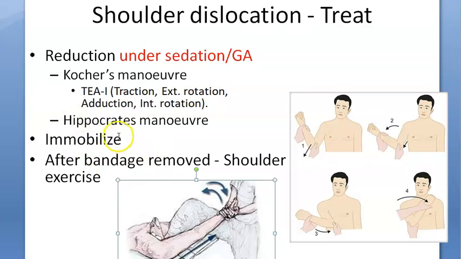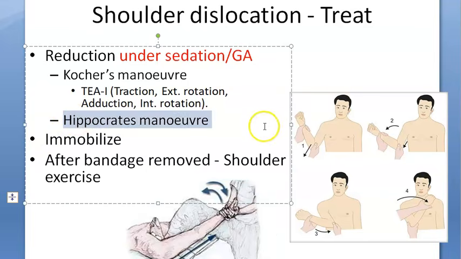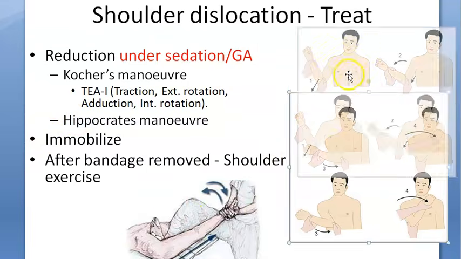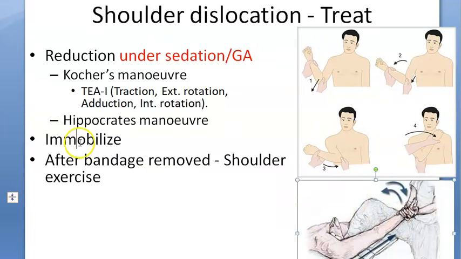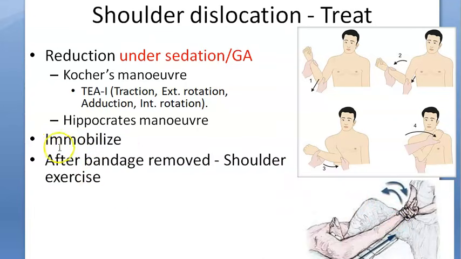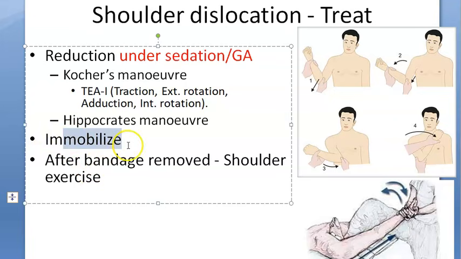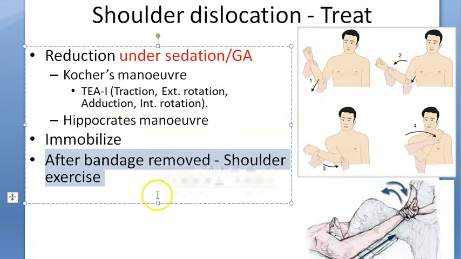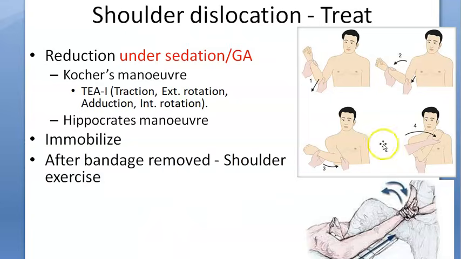The fracture of the greater tuberosity, if it is there, then anyways it will get automatically corrected by all this reduction. They are saying that, okay. So then you will immobilize, cast, plaster of Paris, etc. for a few weeks, months, then bandage removed, exercise the shoulder, okay.